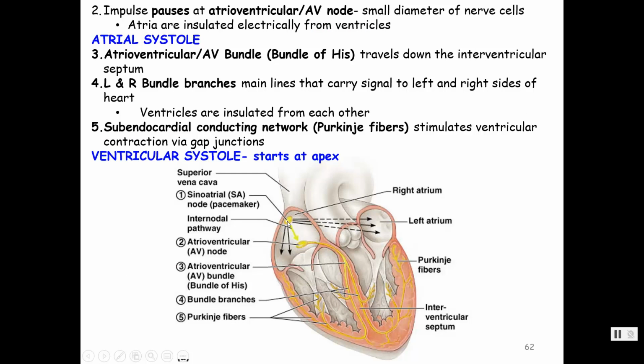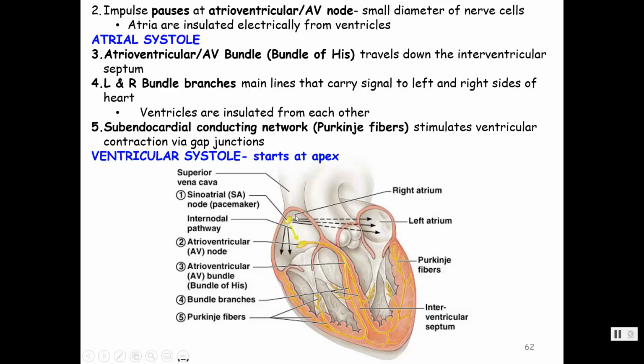So from this SA node, once we get depolarization of the SA node, then that action potential is going to spread across the atria. And this is where that cardiac skeleton comes into play. The atria are electrically insulated from the ventricles. So we get action potentials, and then those action potentials are all going to come back around and pause right here at the atrioventricular node. So right there. So the impulse pauses at the AV node.